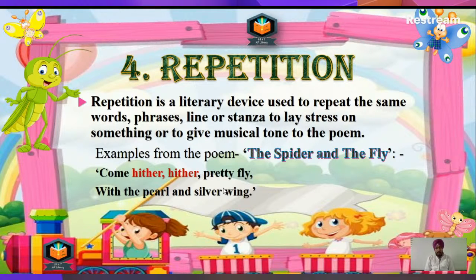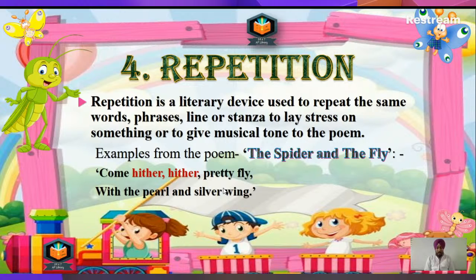This is also different from alliteration. Alliteration and repetition both are different. In alliteration, we have the repetition of the same sound only. And in repetition, we have the repetition of words, phrases, lines, or a full stanza can be there. So this is the difference between alliteration and repetition.